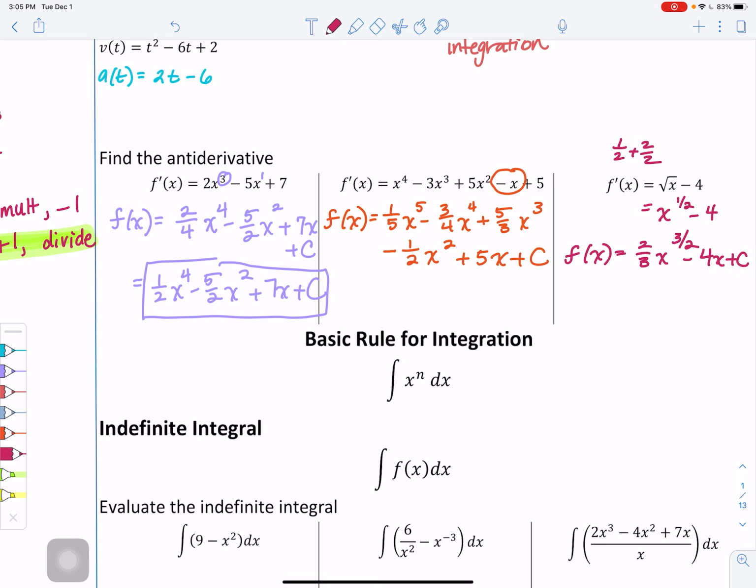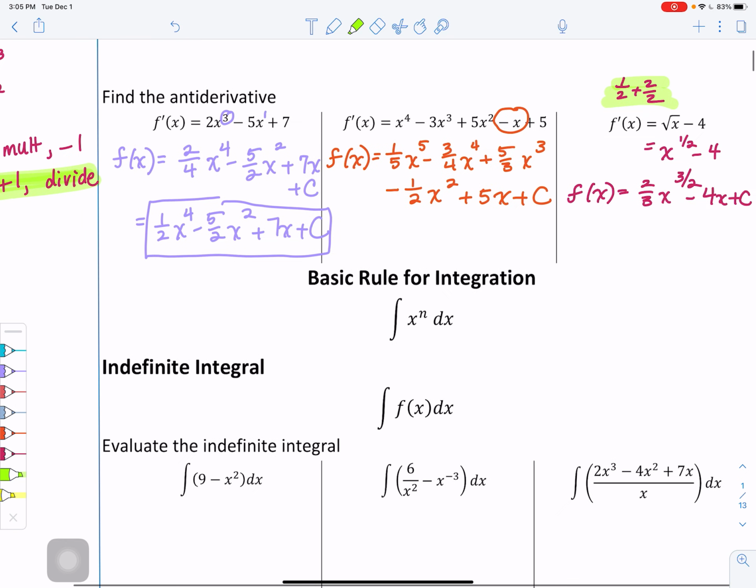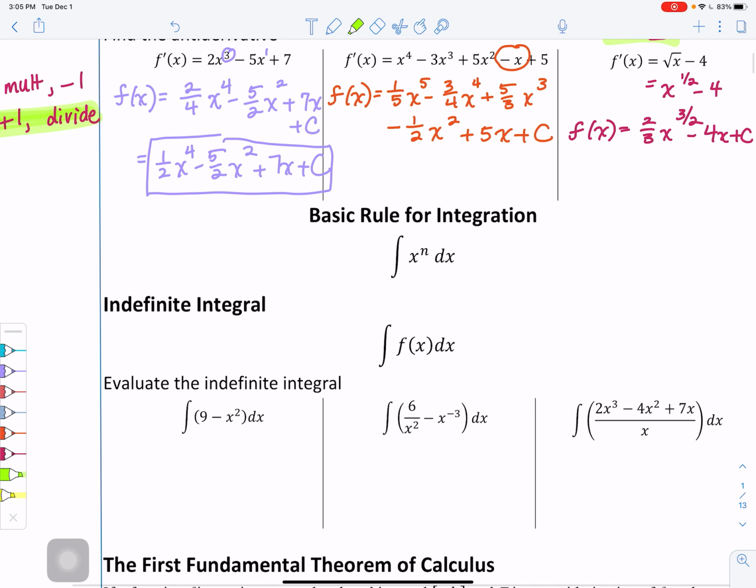So sometimes little notes like this help you. So add 1 and divide. So I think that's kind of cool because now we have our basic rule for integration.